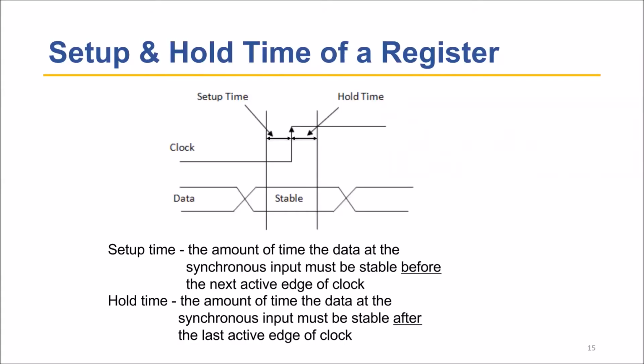Setup time is the amount of time the data at the synchronous input must be stable before the next active edge of the clock. Hold time is the amount of time the data at the synchronous input must be stable after the last active edge of the clock.